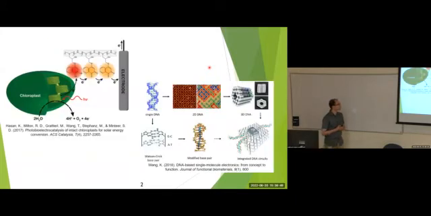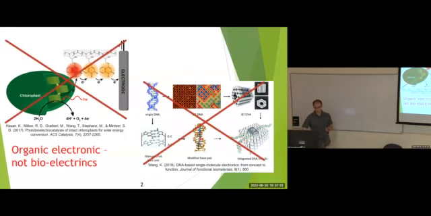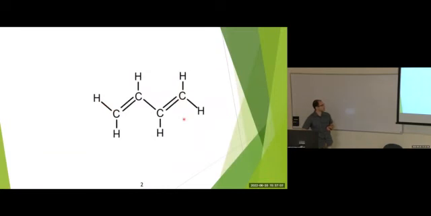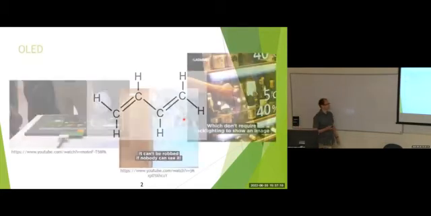So when I tell people that I'm working with organic solar cells, what they think is that I'm trying to produce electricity out of chloroplast, or that I'm doing DNA computing. However, both of them are bioelectronics. Organic electronics is based on organic materials which contain carbon and hydrogen. And you can think about these materials as rubbers or plastic.